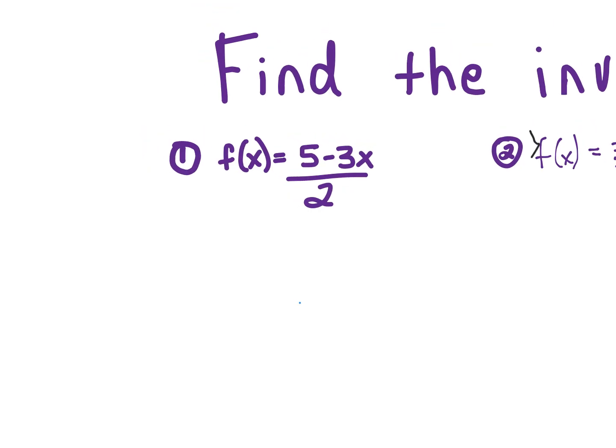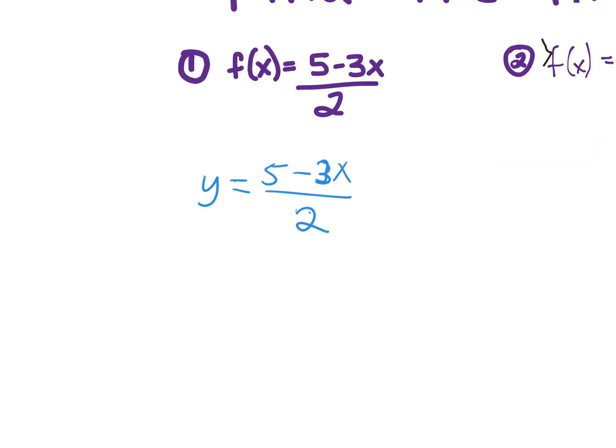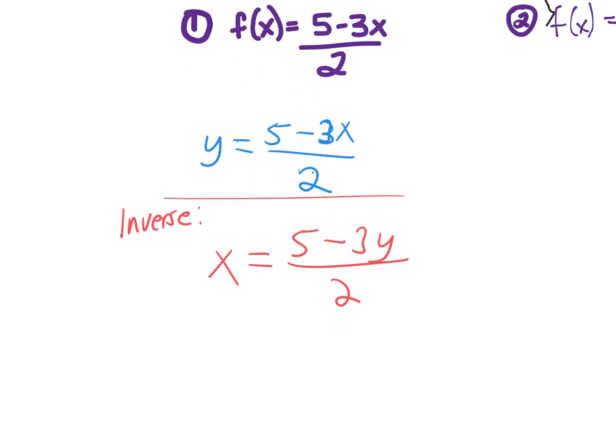So what you would do is first replace the f of x with a y. So y equals 5 minus 3x over 2. All right, you guys agree f of x is y? Good. Okay. And then to find the inverse, from here onwards is going to be the inverse. This is where you would swap x and y. So I'm going to put x in place of y and y in place of x. Right, so in blue is the original function, in red is my inverse function.